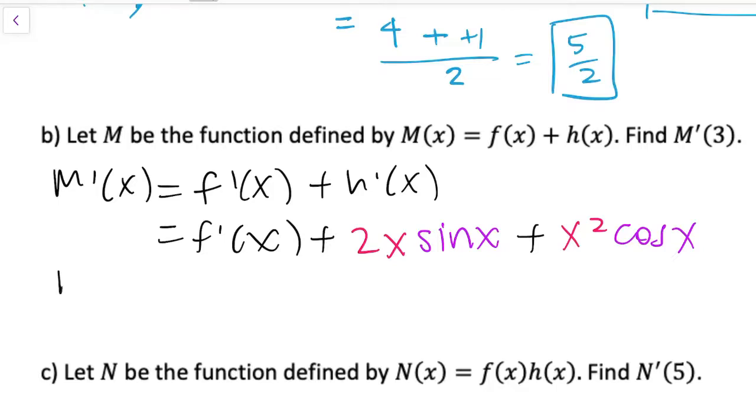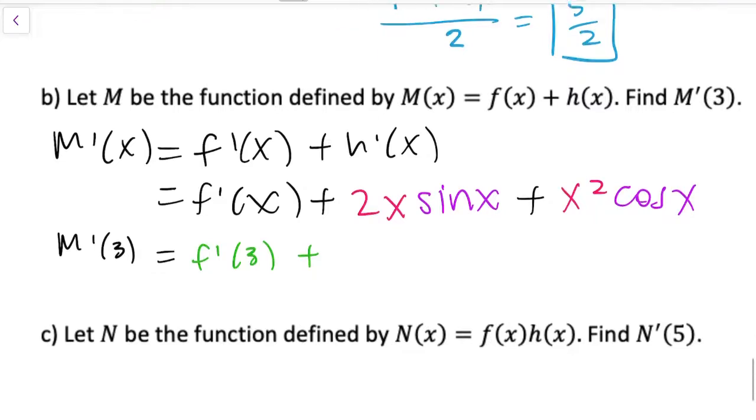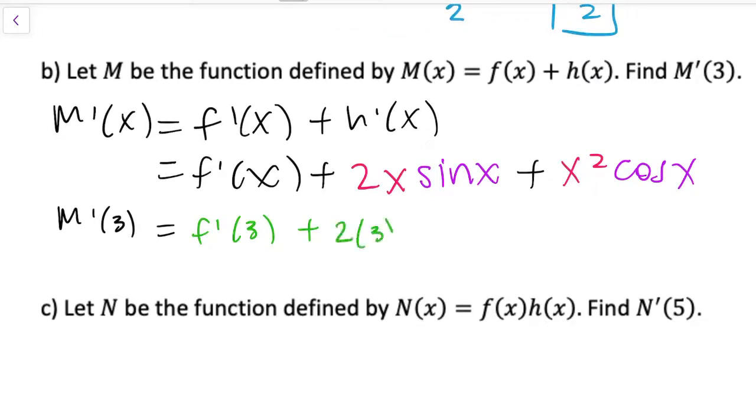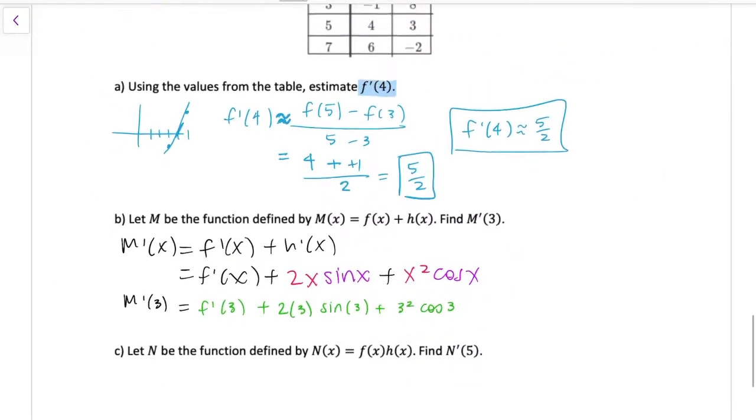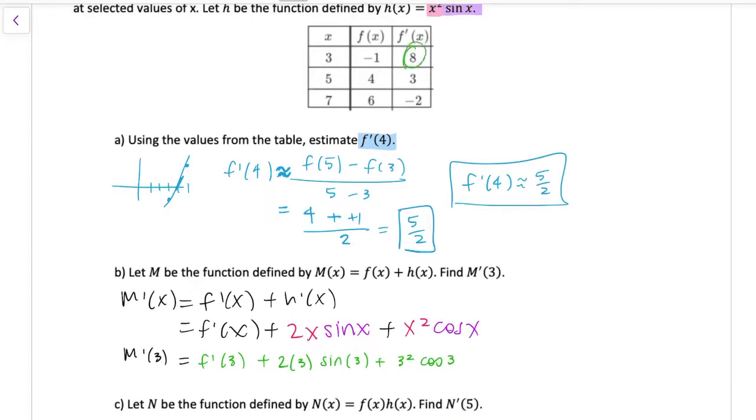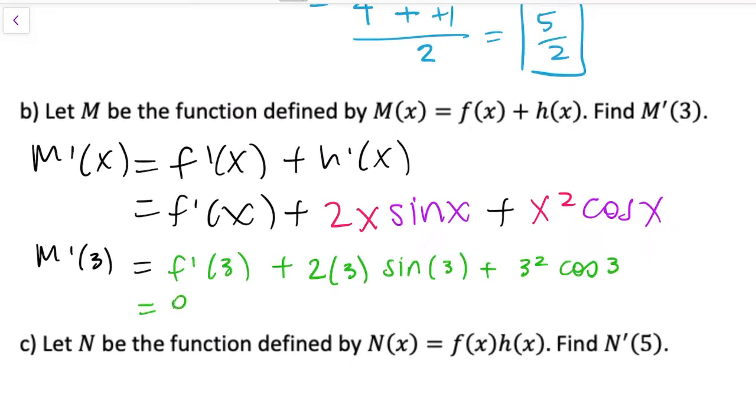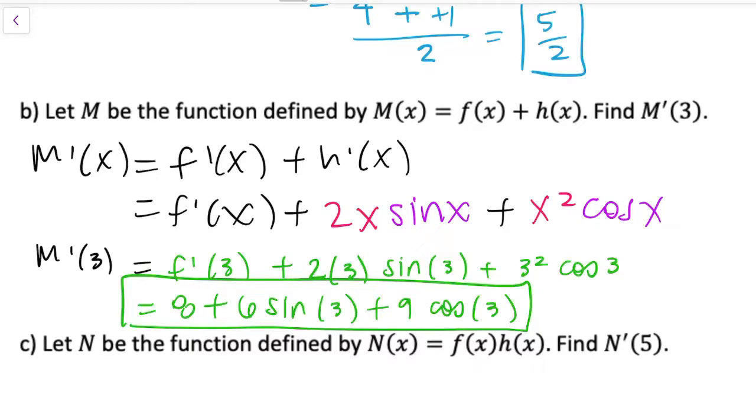And then the next point would probably come from evaluating m prime of 3. So that's going to be f prime of 3 plus h prime of 3, which let's just evaluate at 3: 2 times 3 times the sine of 3 plus 3 squared cosine of 3. So f prime of 3 was thankfully one of our points given. It was 8. So it's going to be 8 plus 6 sine of 3 plus 3 squared is 9 times the cosine of 3.